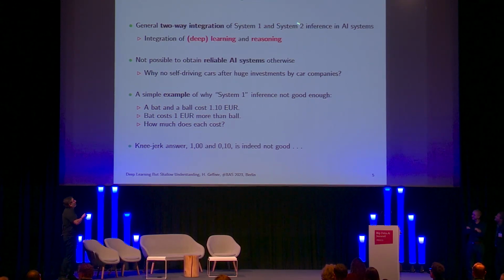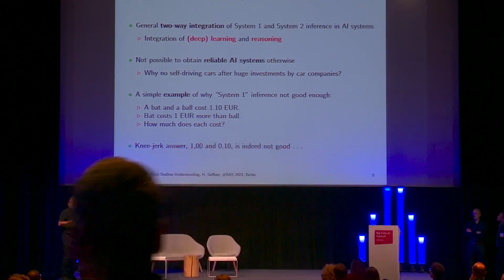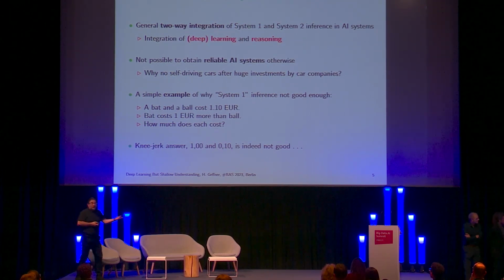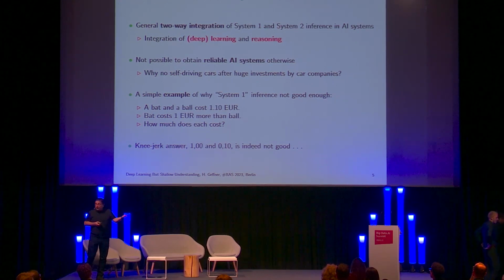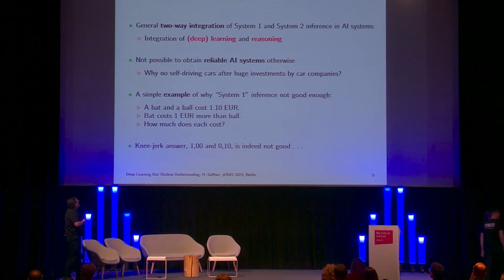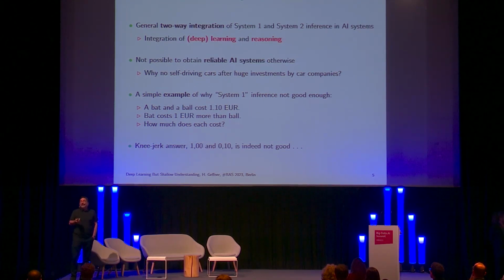Or as it's called, System 1 and System 2 intelligence, or how to get deep learning and reasoning interacting with each other. One way to go about this is that in deep learning, you learn the representations that will support reasoning. But this is actually not happening right now. I'll talk about that in a second. Without having this integration, it's not possible to have truly reliable AI systems.